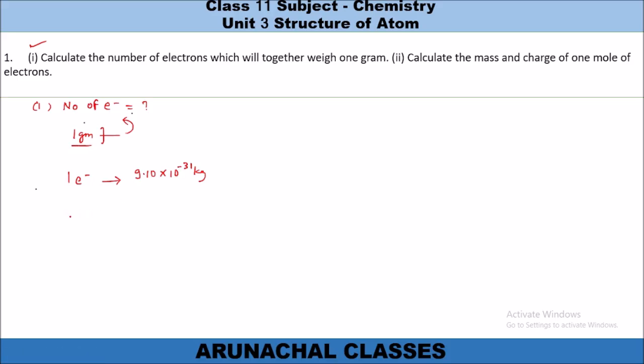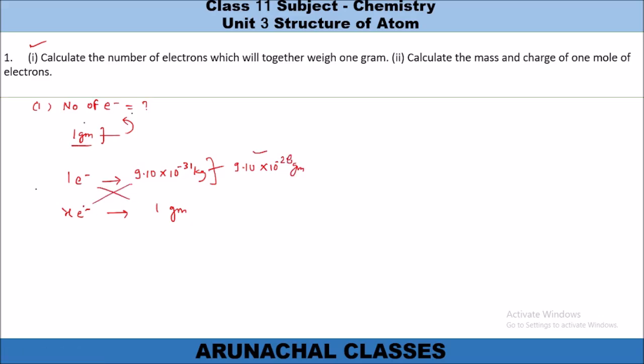Now how many number of electrons will be there? Let it be x number of electrons are there in 1 gram. We can convert this kg in grams. So it will be 9.10 multiplied with 10 power minus 28 gram.